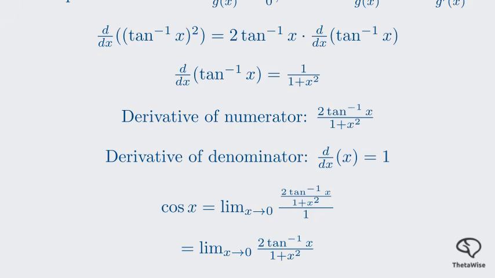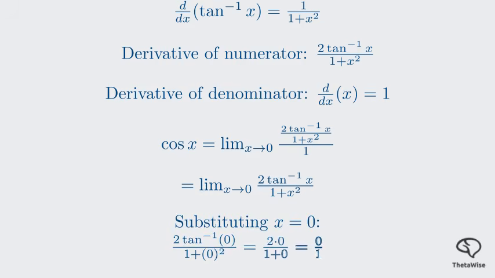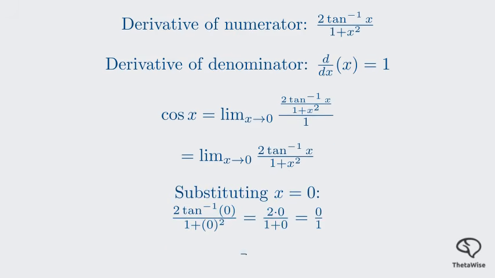Now let's try substituting x equals 0 again. If we don't get an indeterminate form, we have our answer. The inverse tangent of 0 is 0, so the numerator is 2 times 0, which is 0. The denominator is 1 plus 0 squared, which is 1. 0 divided by 1 is 0. We've found a concrete value, so this is our answer.